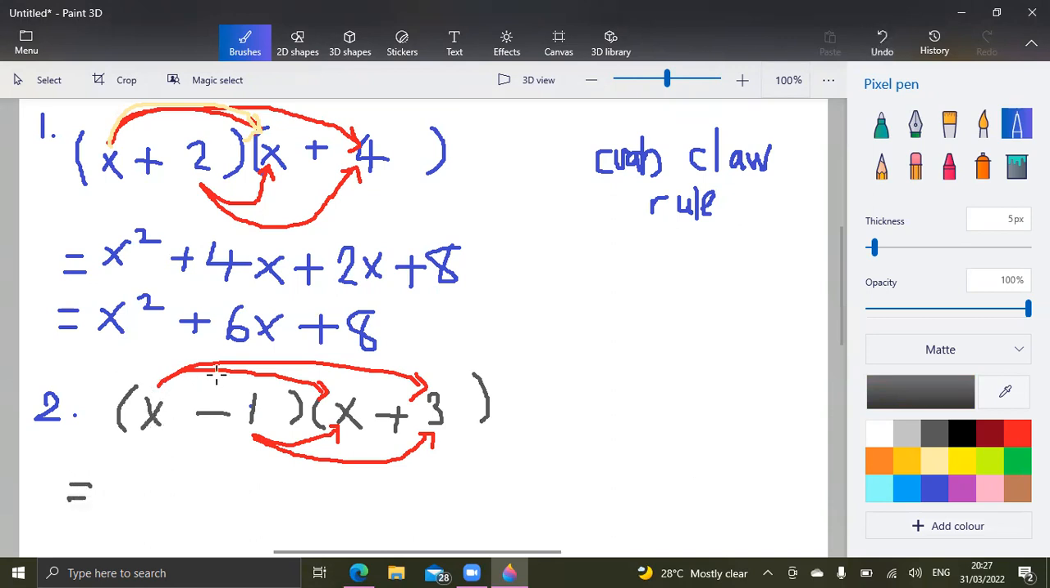So x multiplied by x would be x squared. There you go. And then your x, follow the arrow, multiplied by a plus 3, becoming plus 3x. Now, for the second arrow, be very careful. Why? Because this is a minus 1. The minus sign is actually following. Minus 1 multiplied by x becoming minus x. There you go. Minus 1, follow this arrow, multiplied by a plus 3 becoming a minus 3.